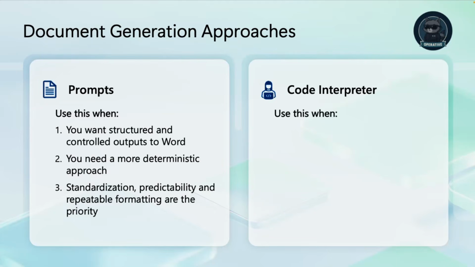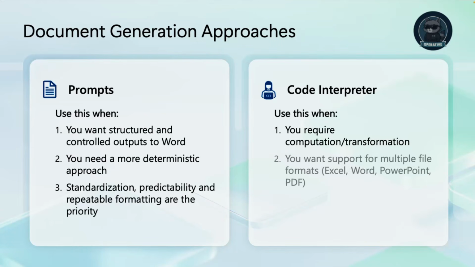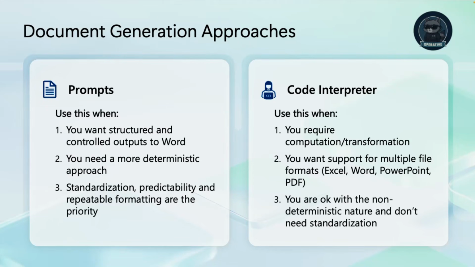And again, Code Interpreter is really good if you do want that computation and transformation capability that it's great at, and being able to do that analysis. It does support multiple formats, so if you want to do visualizations, output to PowerPoint and all that. And if you're okay, that's the big one here, with that non-deterministic nature, and you don't need that standardization, then Code Interpreter is a good approach.